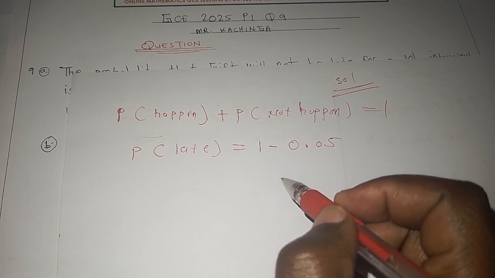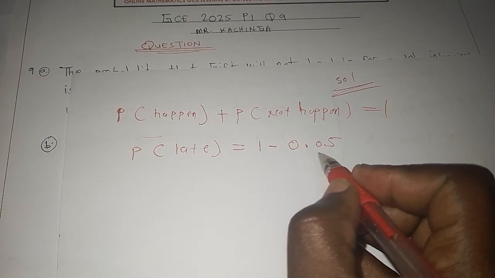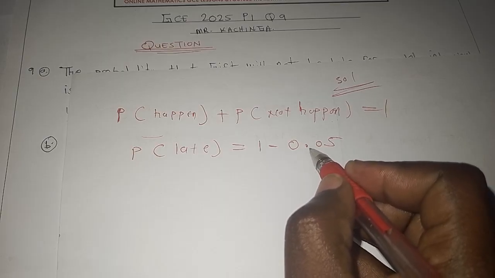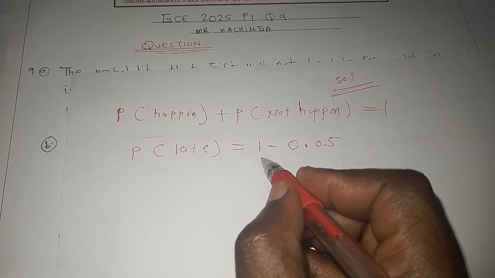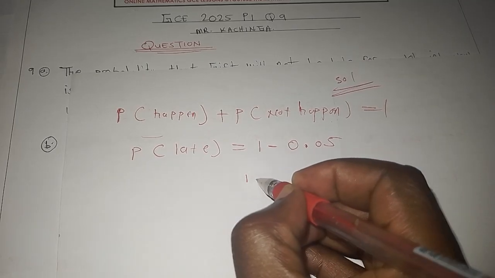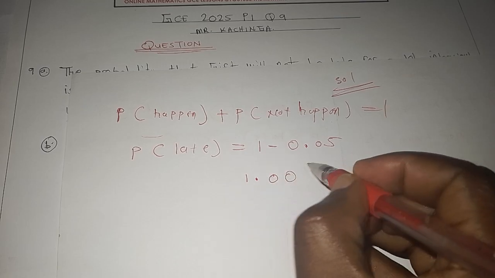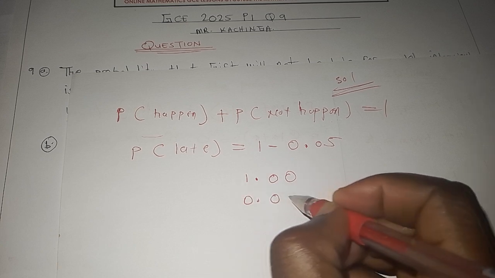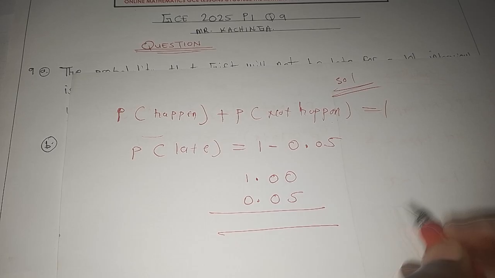So what you are going to do is say how many decimal places does this number have. You see, it has 2. 1, 2. So even this one should have 2 decimal places. So you have 1.00, then 0.05. This is how you show your work in paper 1.